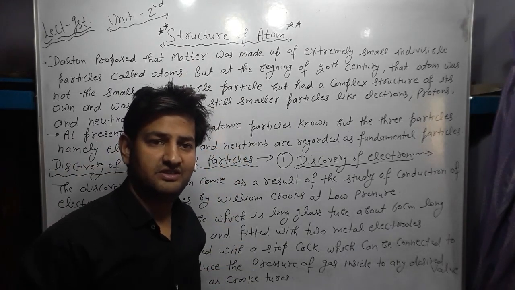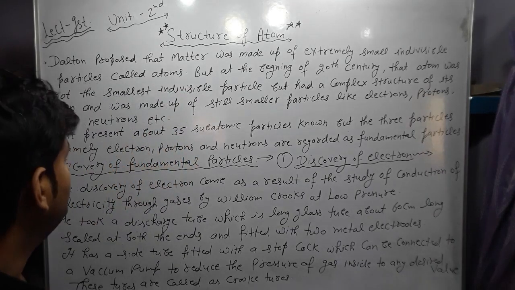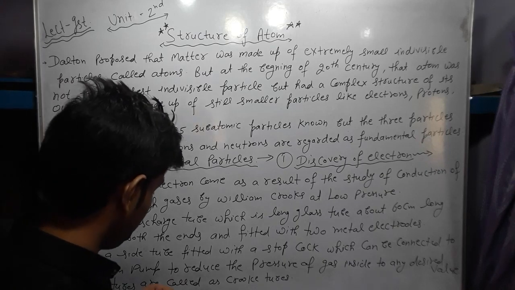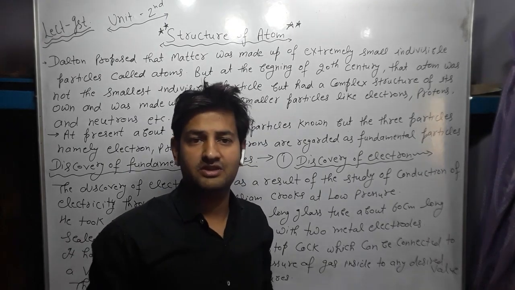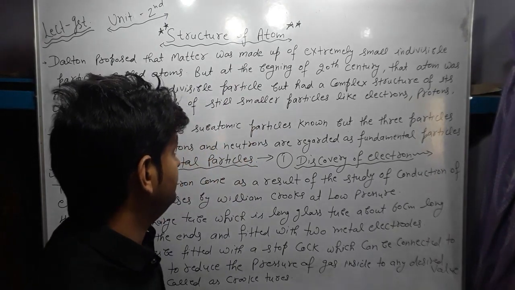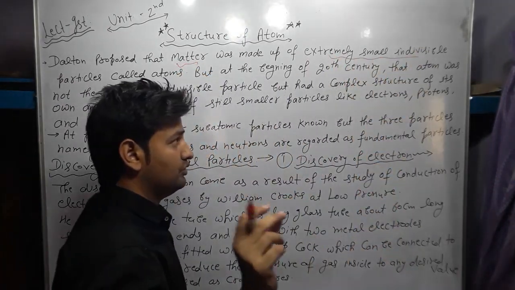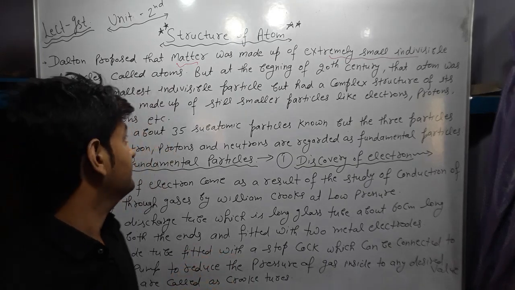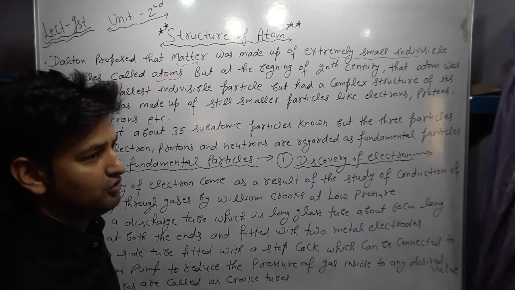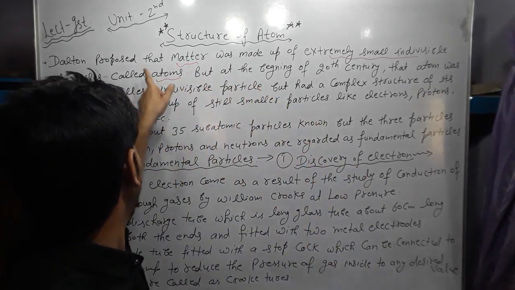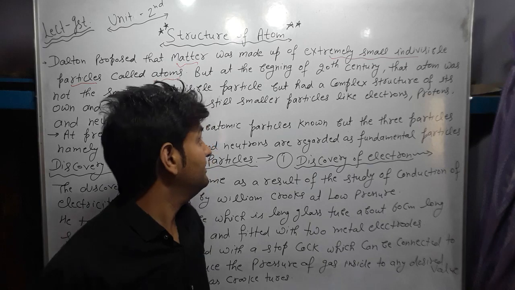As the name suggests, in this unit we will mainly discuss the atomic structure, the structure of atom. First of all, Dalton proposed that matter was made up of extremely small indivisible particles. You have studied in earlier classes that matter is made up of extremely small indivisible particles, which cannot be divided further, and these particles are called atoms. So according to Dalton, matter is made of very small particles, and their name is atom.